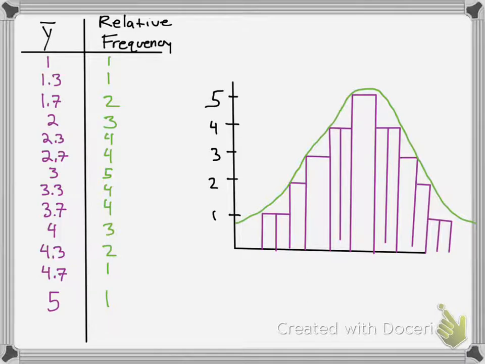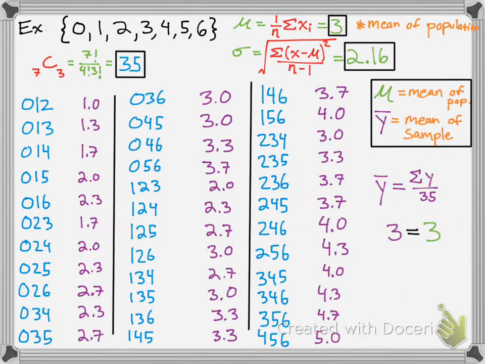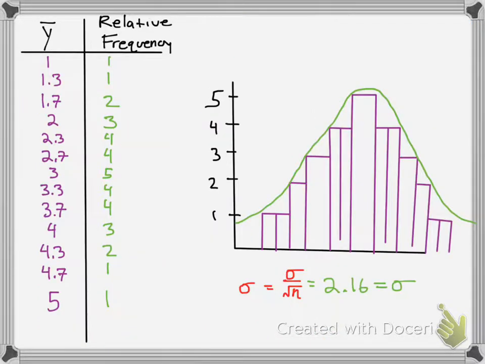Now, real quick, there's something we're going to be talking about here: sampling error, standard error. It's just the standard deviation over the square root of the sample size. And we did that; that is the standard deviation of the set.